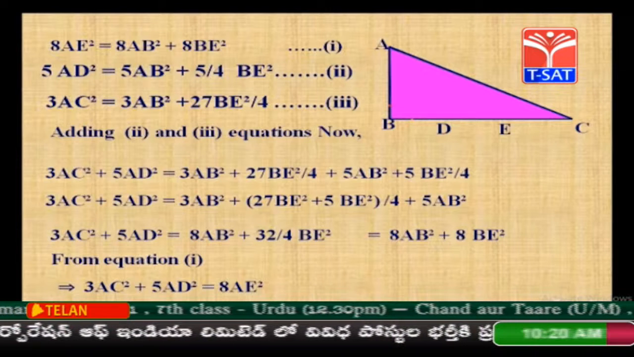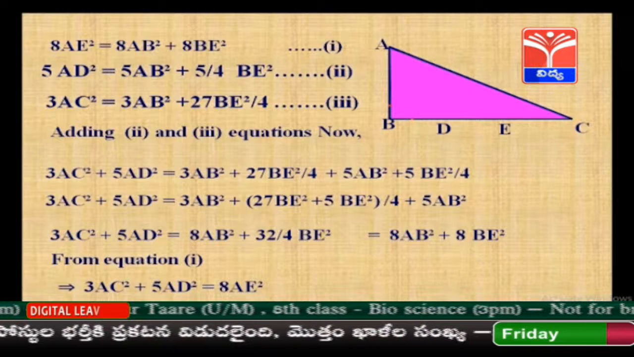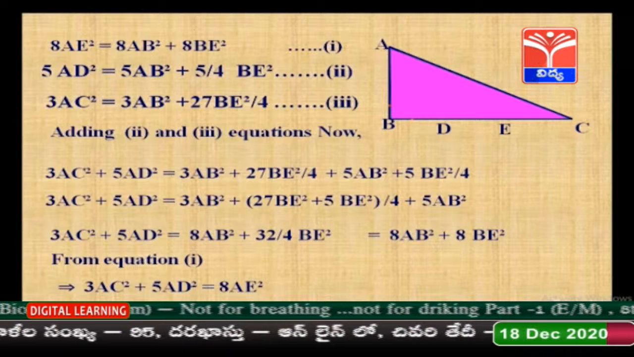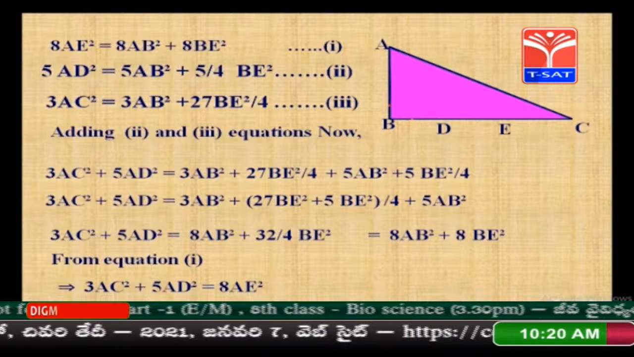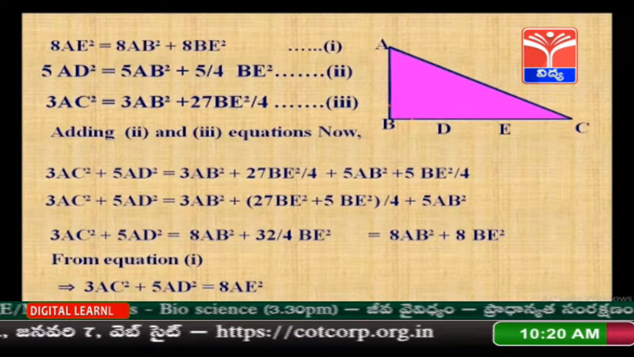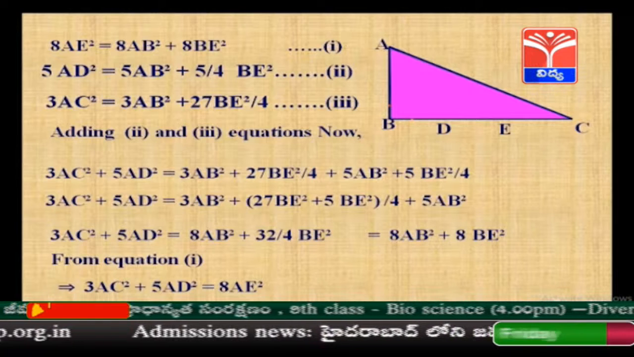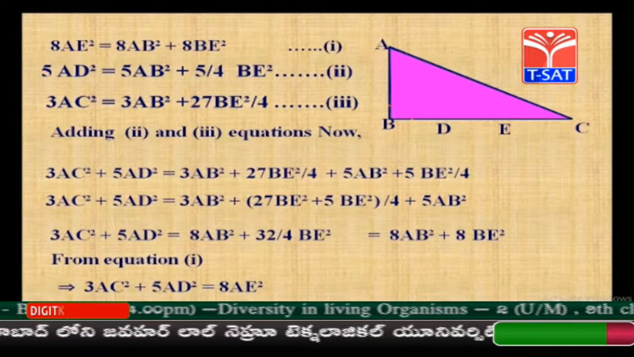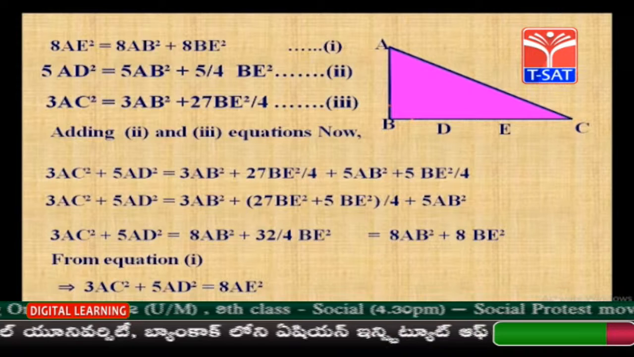See, this is 27 by 4 BE square and 5 by 4 BE square. I am just rearranging these terms here, and I am writing 5 AB square here. Now, what happens? Without changing anything on the left side, I am writing as it is 3 AC square plus 5 AD square, and it became 3 AB square plus 5 AB square is 8 AB square, 27 plus 5 is 32, 32 by 4 BE square.